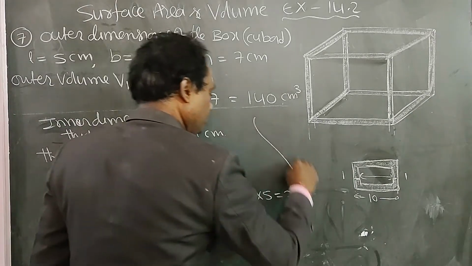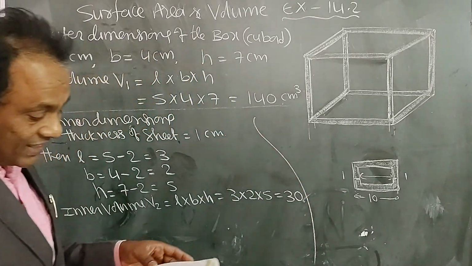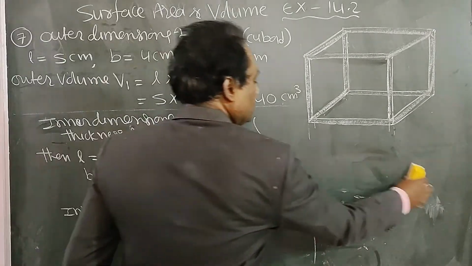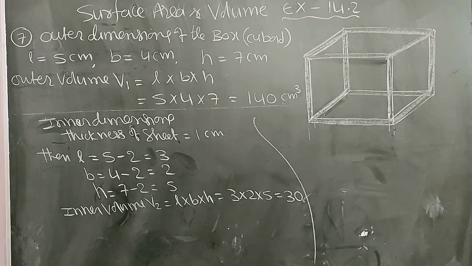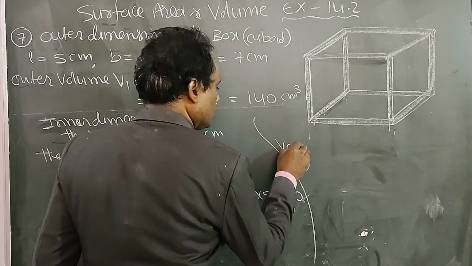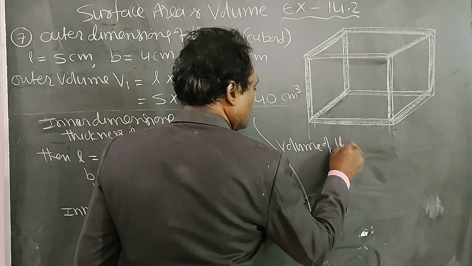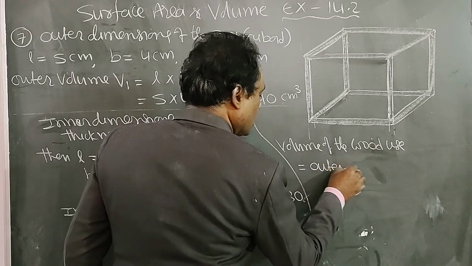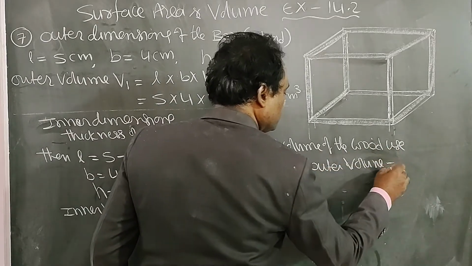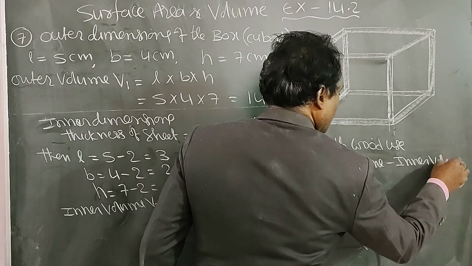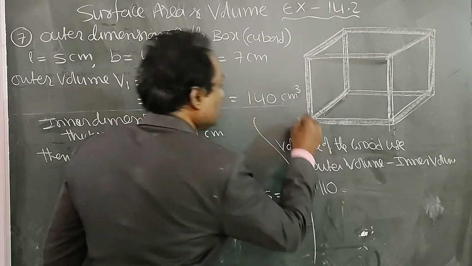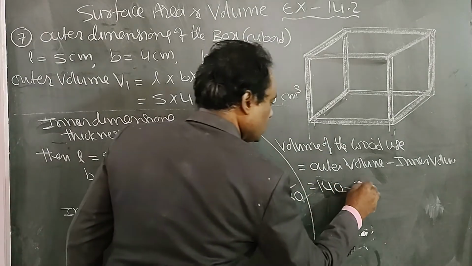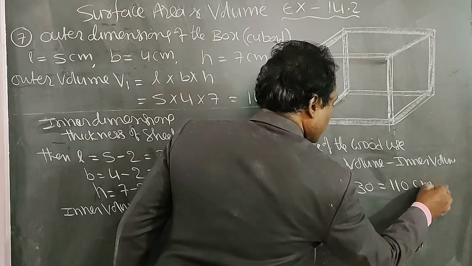So therefore, see the question. Volume of the wood used. Volume of the wood used is equal to outer volume minus inner volume. Outer minus inner. Outer is 140. Inner is 30. Answer is 110 centimeter cube.